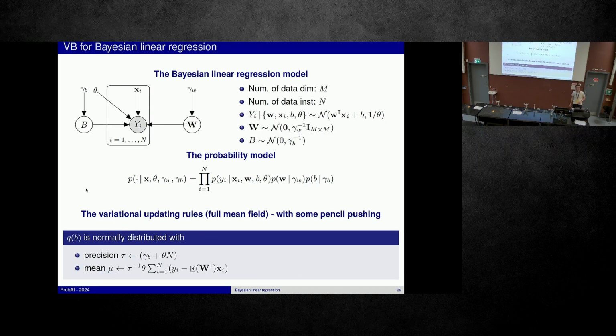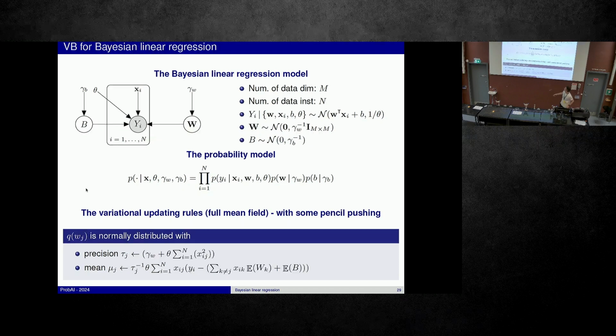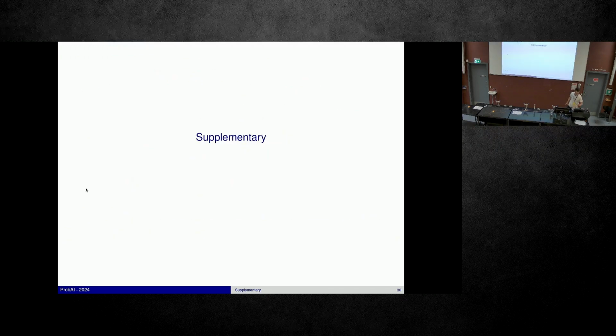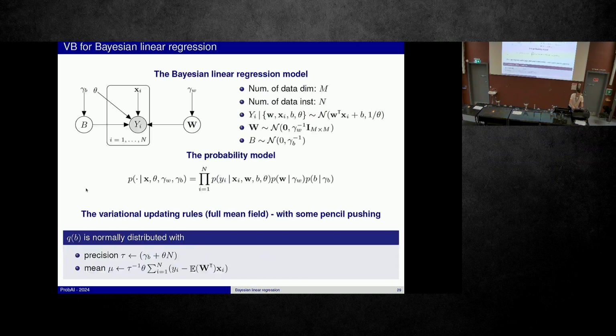And B, the bias term, is also normally distributed and has these two updating rules. And you can again see that they are coupled together. So here we have the expectation over the weights for the updating rule for B, and for the updating rule for W, we have the expectation over B here. So they are mutually interlinked. And in the supplementary material you can find everything.